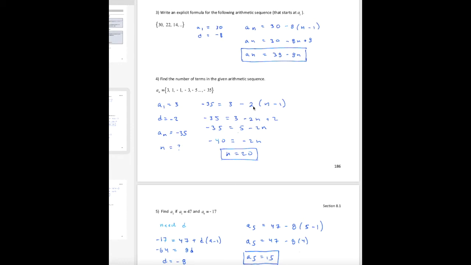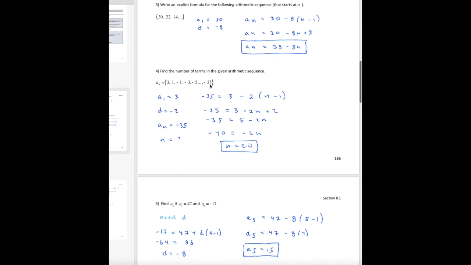So negative 2n, and negative made that 2, 2 and 3 for the 5, subtracted the 5 over for that 40 right there, and then divide. So that means if I put n equals 20 into that formula, then I should get that negative 35, or that is the 20th term.